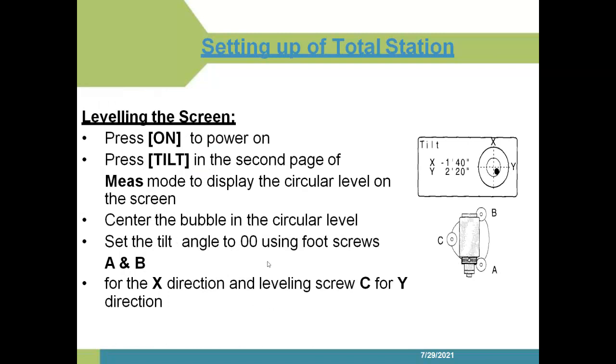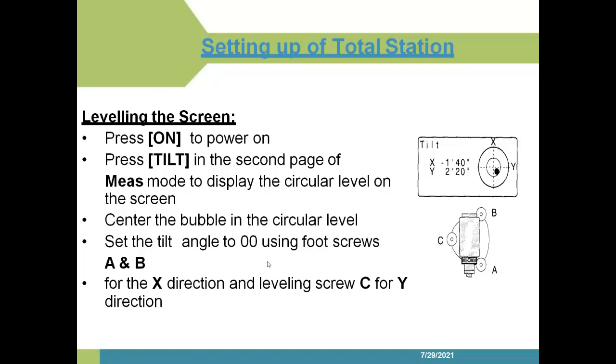After that, when the leveling is on, we will switch on the screen button. Then we will press the tilt key. In the tilt key, any error will show, and then it will not occur at the exact position.